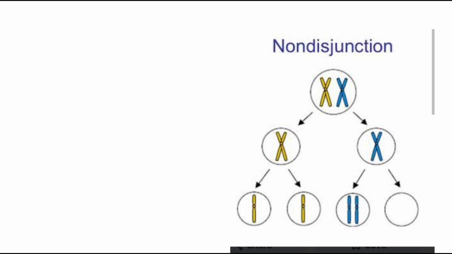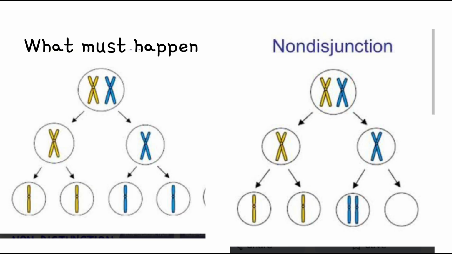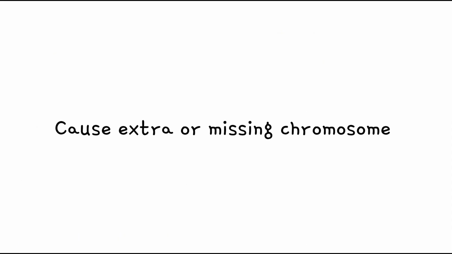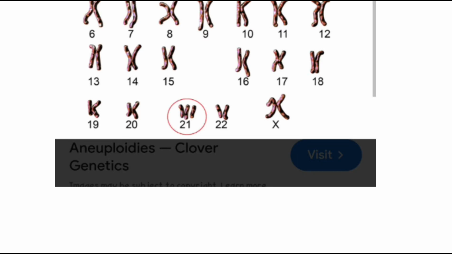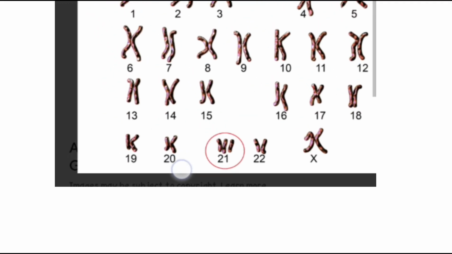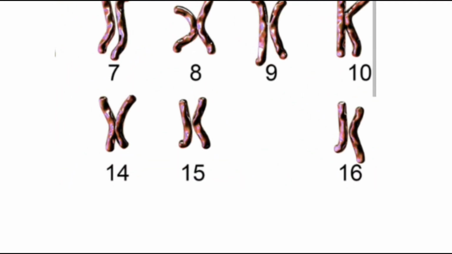So non-disjunction means failure of chromosomes to separate properly. Because the chromosomes are not separating properly, that is non-disjunction, and it may result in gametes with an extra chromosome or a missing chromosome. So a type of numerical mutation is aneuploidy, where loss or gain of one or a few chromosomes is taking place.